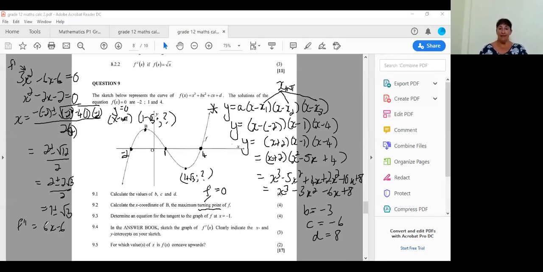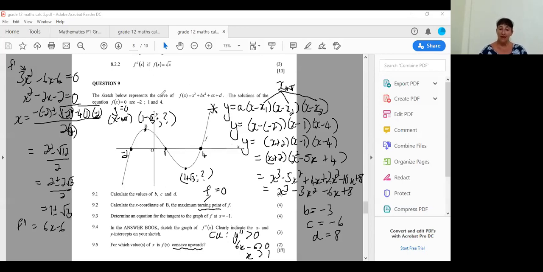And then another nice question, for which values of x is f of x concave up? Remember, concave up means second derivative greater than 0. Right. And the second derivative 6x minus 6 is greater than 0. So x is greater than 1. 6 over 6. As easy as that. But again, you need to know your theory.